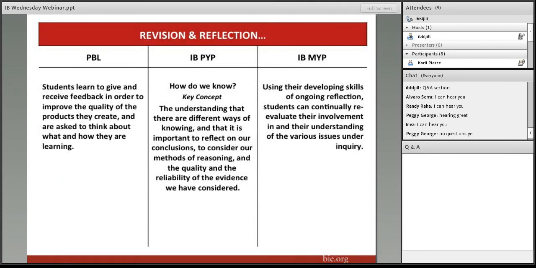So when we think about revision and reflection and we look at the IB primary years program, one of their key concepts is understanding that there are different ways of knowing and reflecting on conclusions and considering their methods of reasoning and the quality and reliability of the evidence they've considered. So reflection is also a major part of critical thinking. Where am I? How have I drawn these conclusions? The conclusions I've drawn, what will their impact be? How do I know I'm impacting my audience in the right way, in the way that's beneficial for everybody? In the middle years program, students develop their skills through ongoing reflection continuously. It helps build and drive their inquiry process to again inform their learning.